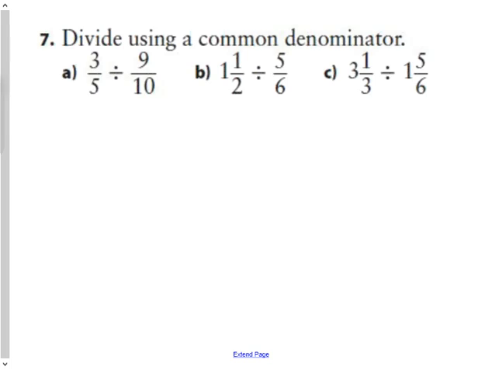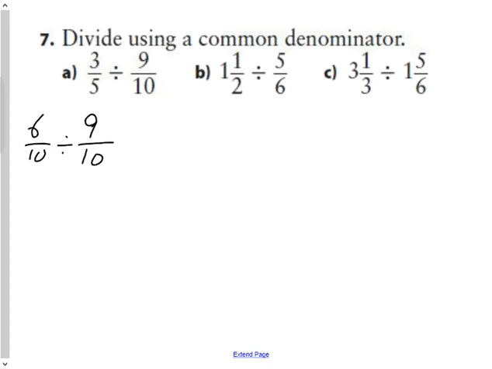Question 7 says divide using a common denominator. So we're given two questions, A is 3/5 divided by 9/10, and it says use a common denominator. So we're going to change this to two fractions, just like if we were adding or subtracting, we find a common denominator. The first multiple the 5 and 10 share is 10. So 9/10 stays 9/10, and 3/5 becomes 6/10.